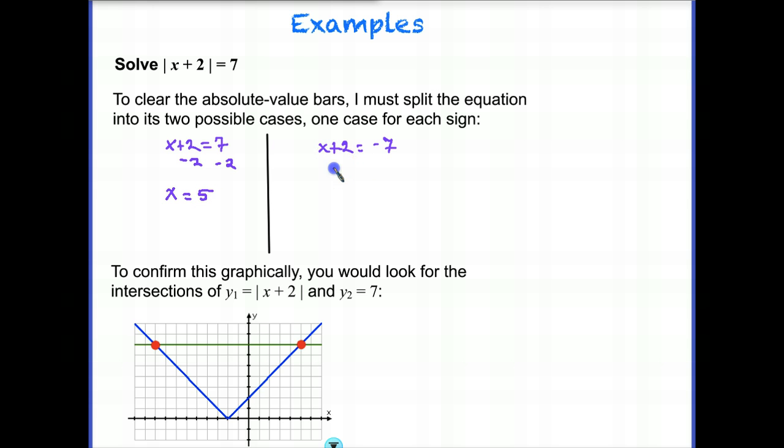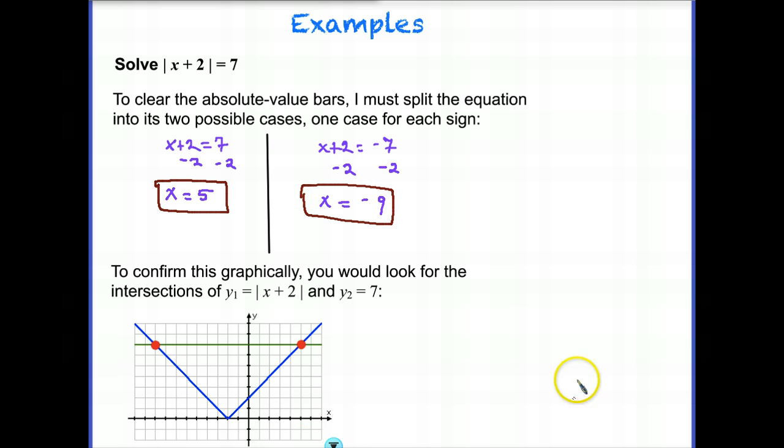And we would do the same thing here. We would need to subtract 2. Only now, on the right side, we have negative 7 minus 2, which is the same thing as negative 7 plus a negative 2. So we would get negative 9. Okay, we have two answers. We have x equals 5 and x equals negative 9. And that's what we should be looking for anytime somebody asks us to solve an absolute value equation.